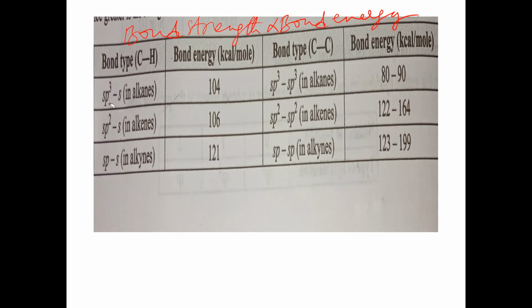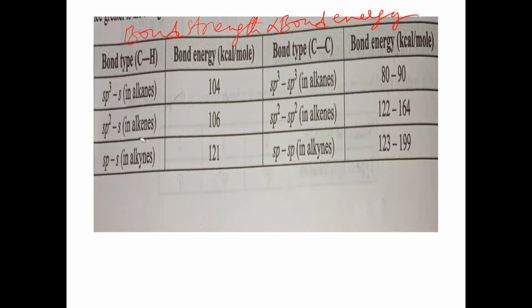So bond type, what we have taken first, the CH bond. sp3 carbon to s orbital of hydrogen. In alkanes, the bond strength is what? 104 kilocalories per mole. It means the bond energy required is 104 kilocalories per mole if you want to break 1 mole of CH bonds in alkanes between sp3 carbon and s orbital of hydrogen. Kilo means 1000. So 104 into 1000 calories per mole, if you want to break 1 mole of bonds.